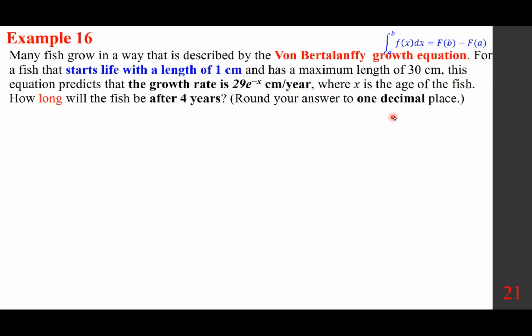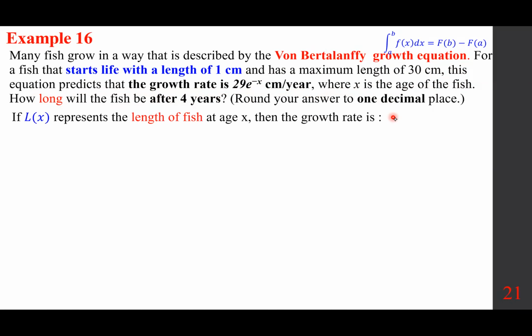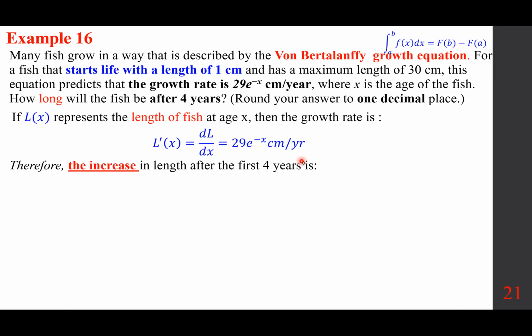So if capital L of x represents the length of a fish at age x, then the growth rate is the derivative of that function. L prime or dL/dx is 29 e to the power minus x with the proper unit, centimeters per year. So the amount of increase follows the accumulated change or net change theorem, and it is the integral of that over the course of 4 years, from 0 to 4.